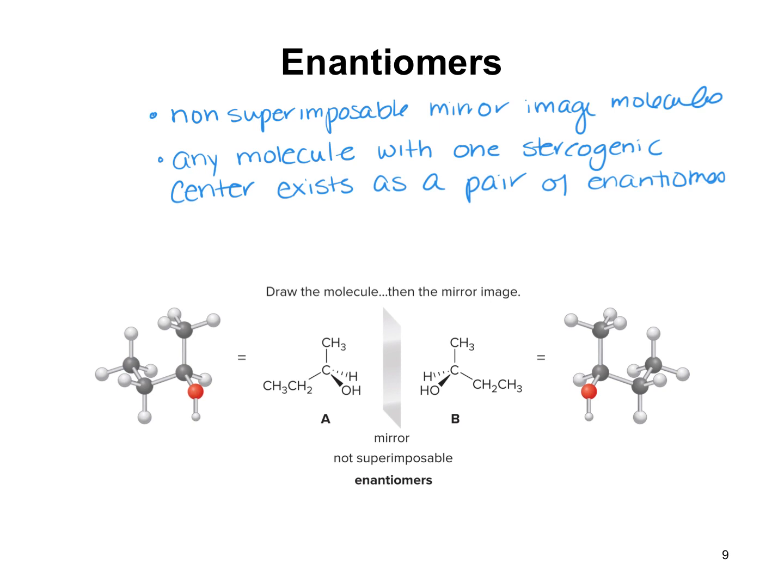Now, I want us to do an example of this. There are 2 ways you can draw an enantiomer, right? The first way, which we already talked about, is you draw it as a reflection.